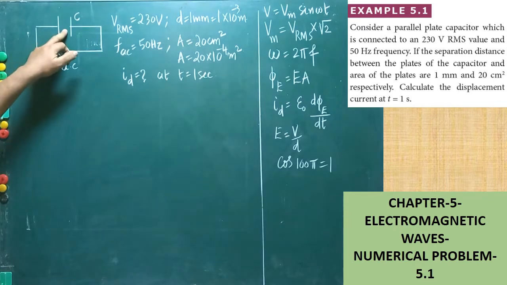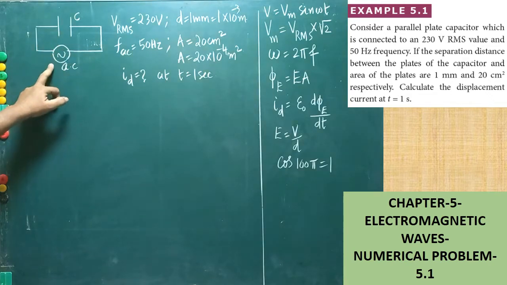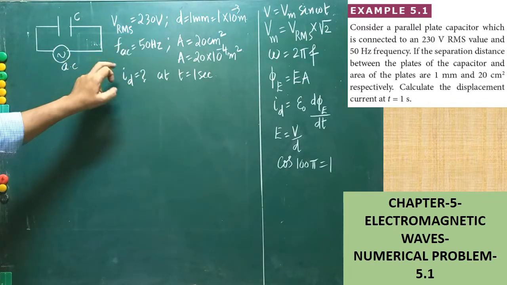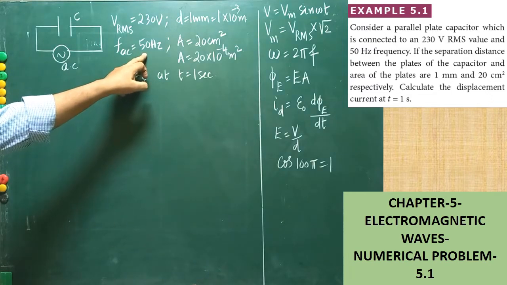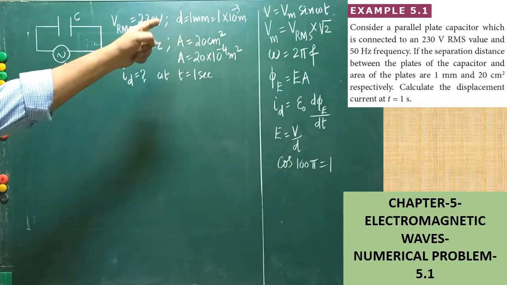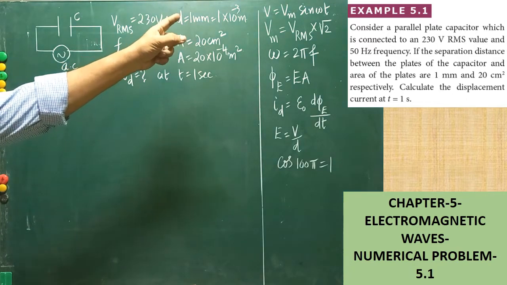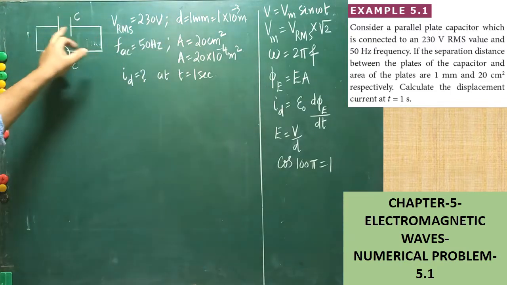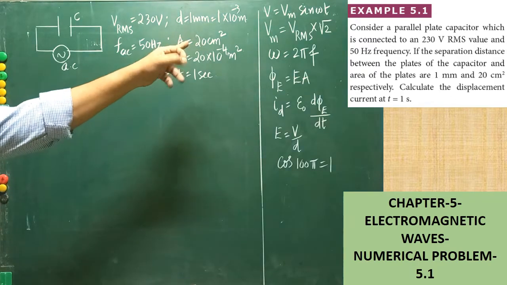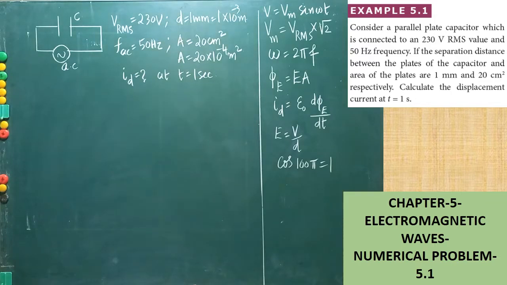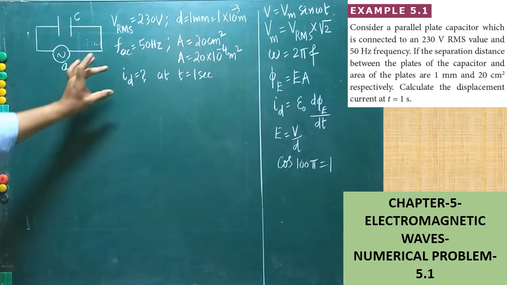One parallel plate capacitor is given. The parallel plate capacitor is connected with the AC source. The RMS value of the voltage of the AC is given as 230 volt and the frequency of the AC is also given, 50 hertz. The distance between the plates is 1 millimeter, that is converted into meter, 1 into 10 to the power of -3 meter, and the area of the plate is 20 centimeter square. Both are having the same area, and the 20 centimeter square value is also converted into meter square, 20 into 10 to the power of -4 meter square.